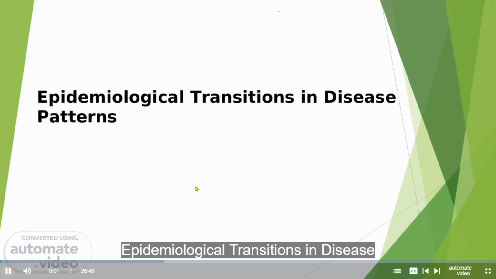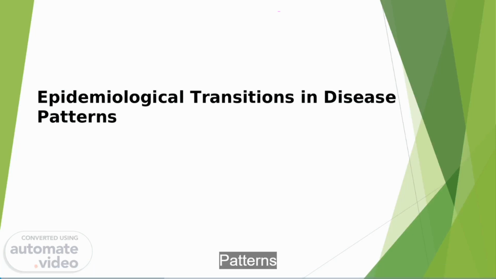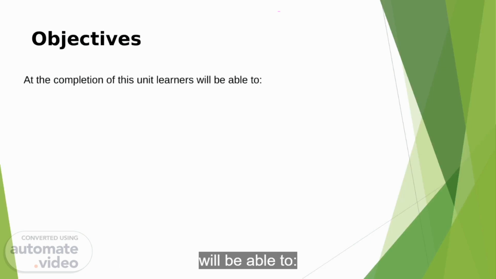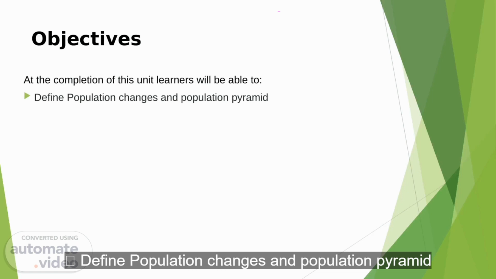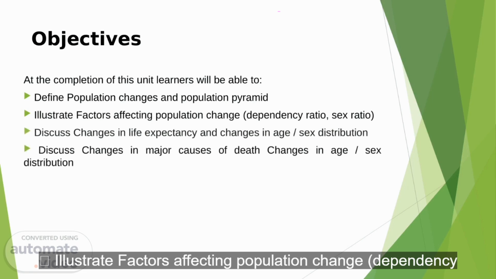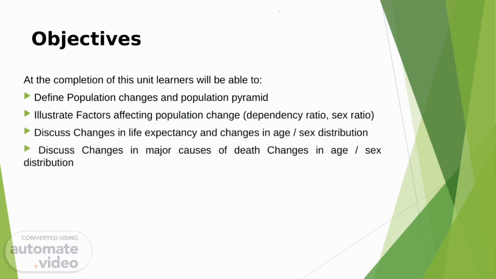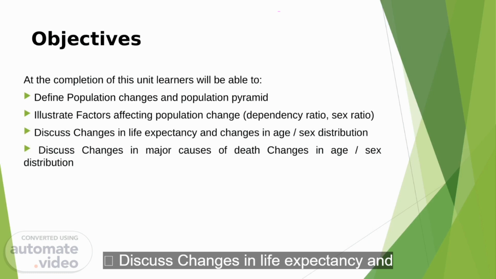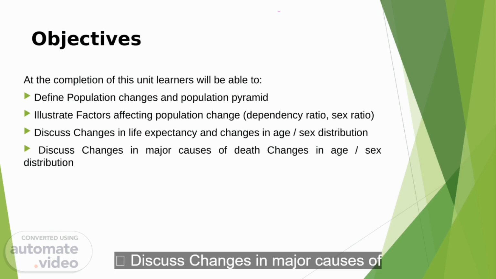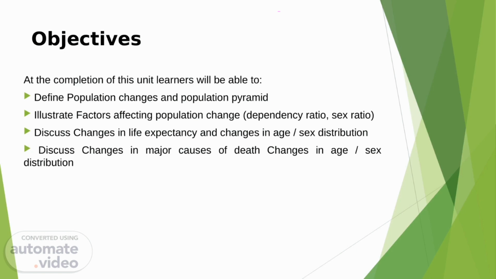Epidemiological transitions in disease patterns. Objectives. At the completion of this unit, learners will be able to define population changes and population pyramid, illustrate factors affecting population change, dependency ratio, sex ratio, discuss changes in life expectancy and changes in age, sex distribution, discuss changes in major causes of death, changes in age, sex distribution.